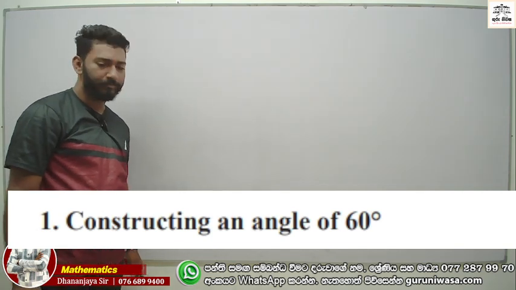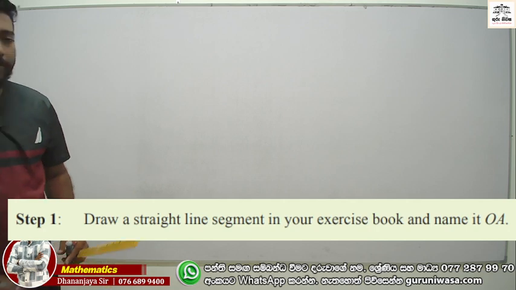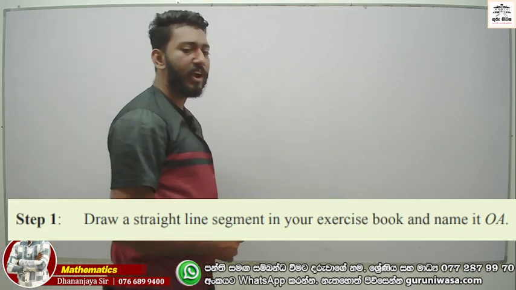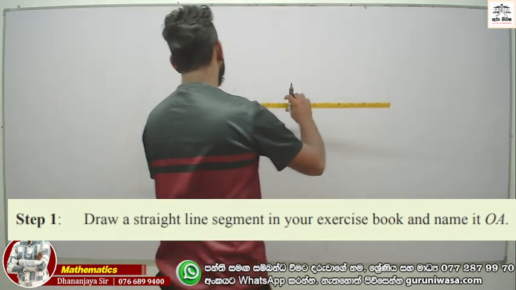Topic 11, everyone? Yeah. Step number 1. Draw a straight line segment in your exercise book and name it OA. Go ahead and draw it.